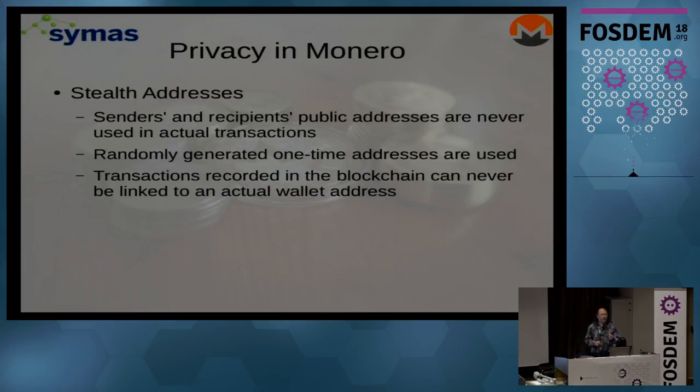So another feature that Monero uses is called stealth addresses. If you own a wallet, you have your own wallet address, and it's public. So if you want somebody to send money to you, you give them your public wallet address. But the address you give them never actually shows up in the blockchain. Instead, you get a randomly generated address that's associated with the transaction. So even though all of the transactions are recorded in a public ledger, none of them can actually be linked to a real address.